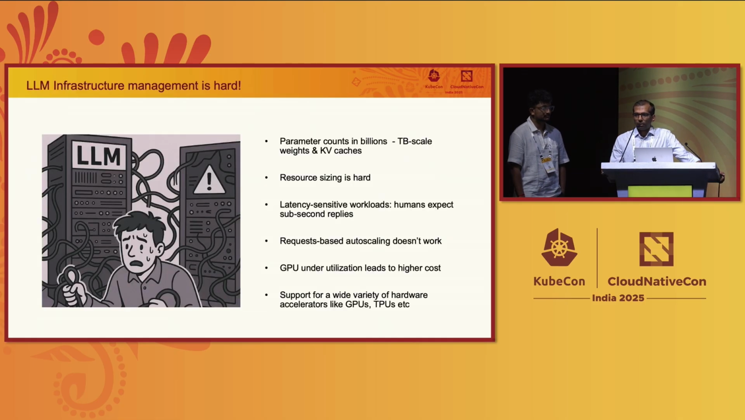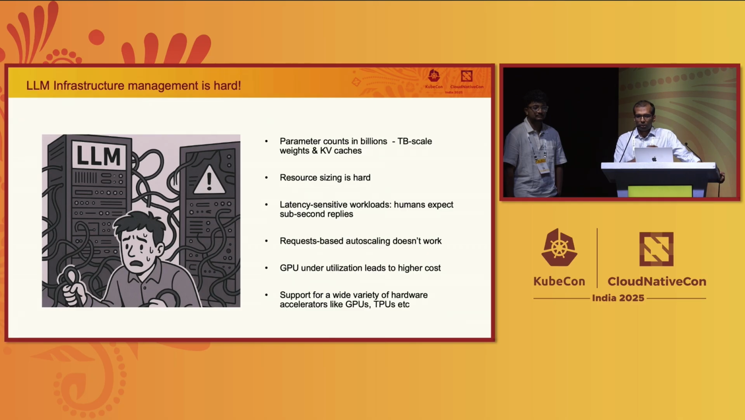So why are LLMs hard? Let's talk about the infra side of things. By definition, LLMs are really large. We are talking about parameters ranging from billions to terabyte scale. And you would have heard about the recently announced OpenAI model, GPT-OSS, which is again 20 billion and 120 billion. So the primary problem there is to find the right resources required to deploy these models at scale.